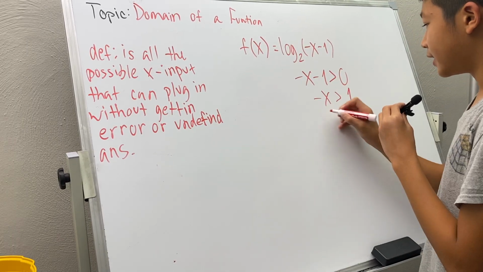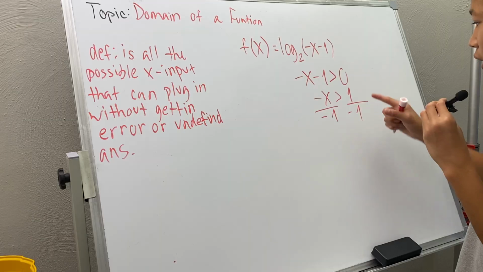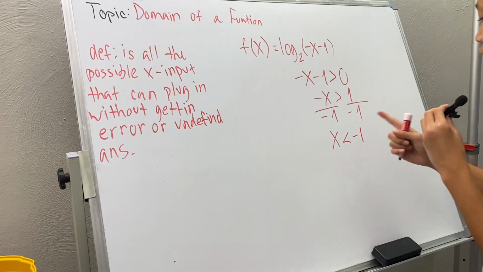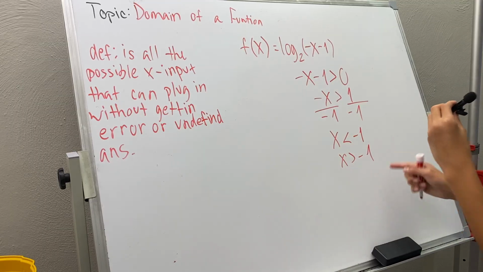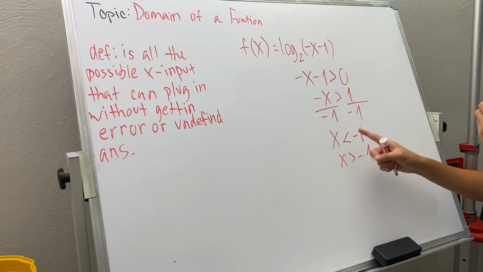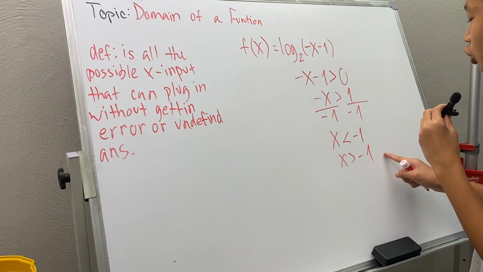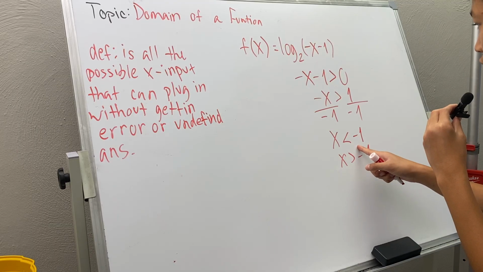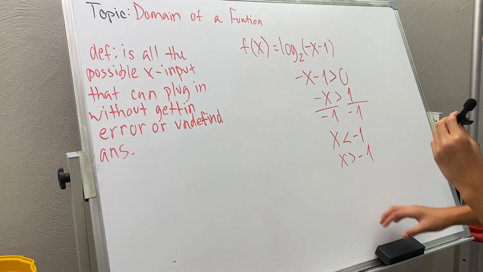So minus x greater than 1, divided by negative on both sides. Remember, when you divide by negative, we got to flip the sign. So this becomes x less than minus 1. If we don't flip it, it'll be x greater than minus 1. Plug in negative 1 in here, no, can't be. Plug in negative 2: minus the negative 2 is 2, minus 1 is 1, that's greater than 0.